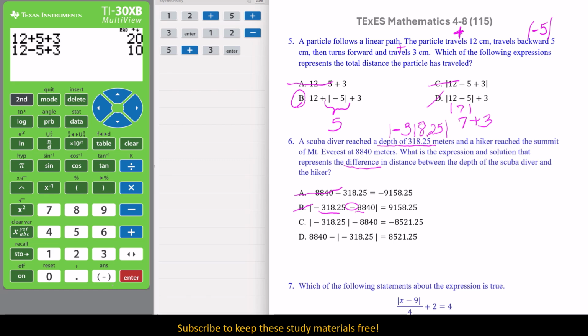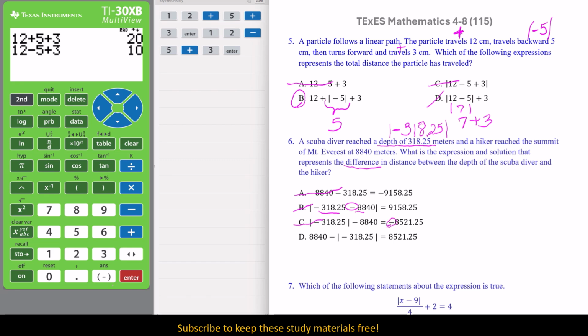They said difference in distance, not the same thing. So let's see. C says take the absolute value of the diver and subtract off the height of the hiker. Actually, that doesn't make sense, and it gives us a negative value. So I disagree with C.